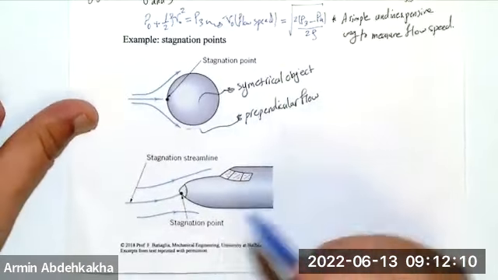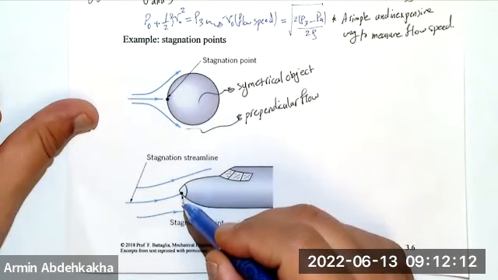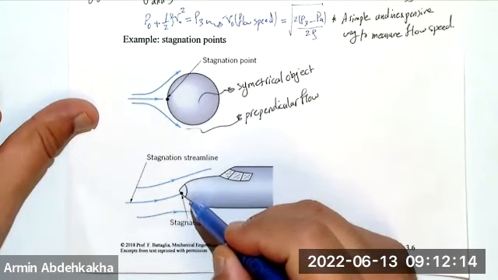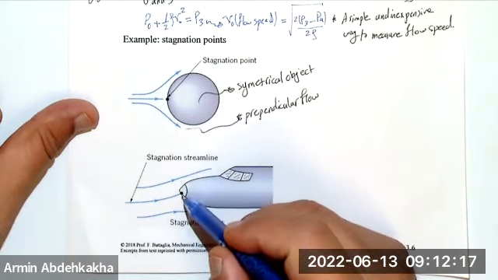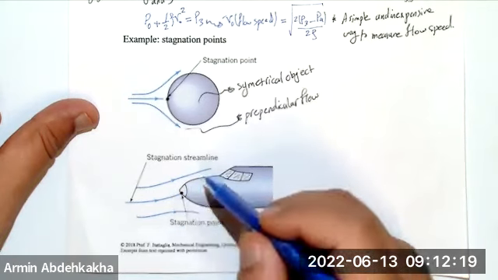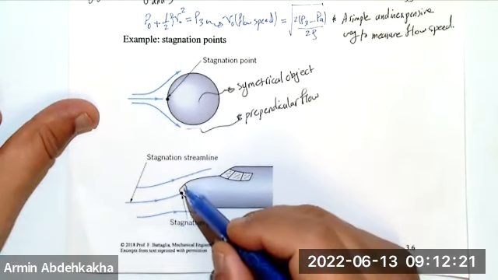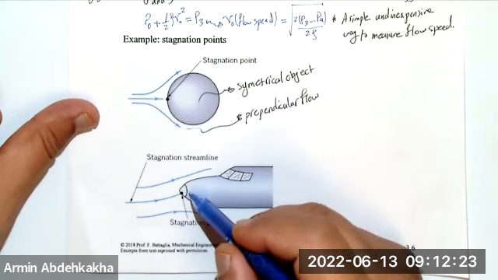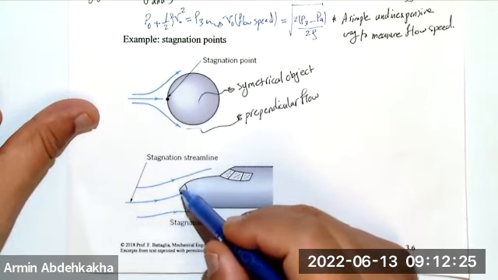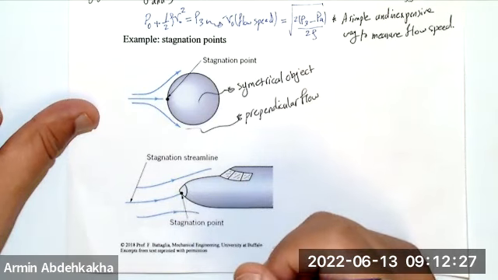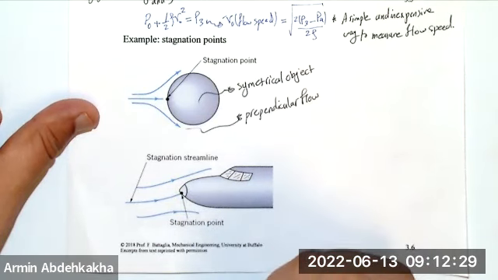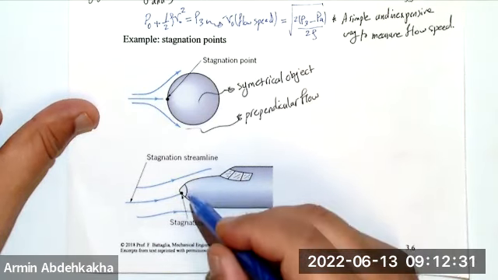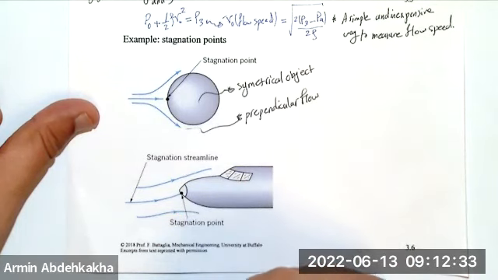And you can see here, it's not that much symmetrical, the shape, or the flow is not that much perpendicular, but in large scale it shows like this. But if you zoom in on this point here, then you can assume that the flow is perpendicular to a symmetrical object.